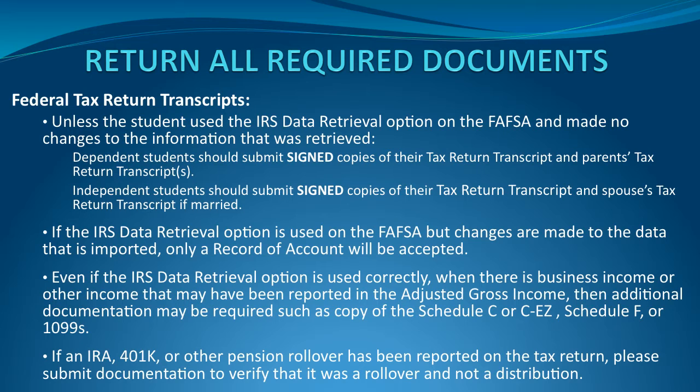Federal tax return transcripts will be required. Unless the student used the IRS data retrieval option on the FAFSA and made no changes to the information that was retrieved, dependent students should submit signed copies of their tax return transcript and parents' tax return transcripts. Independent students should submit signed copies of their tax return transcript and spouse's tax return transcript if married.